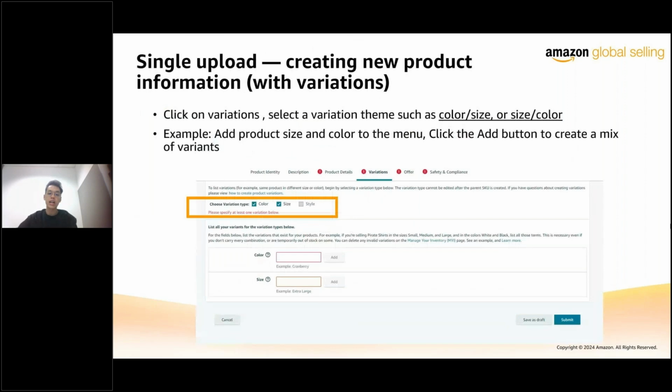Yeah, so single upload creating new product variation, right? If you can see, it's just a single variation type. You can choose the variation type, and under color and size, it's totally customizable. So for example, if you don't like the color blue, you want to call it sky blue, you can just type in sky blue and add it in. If size, you can say Asian size L, European size M. It's totally up to you.